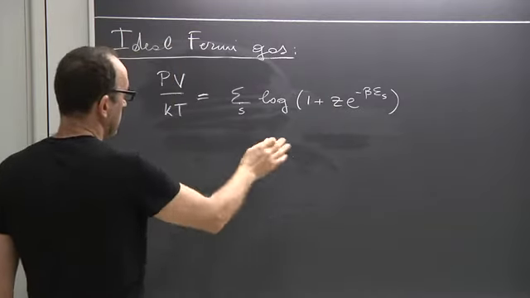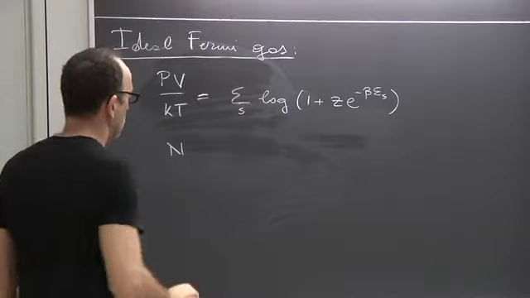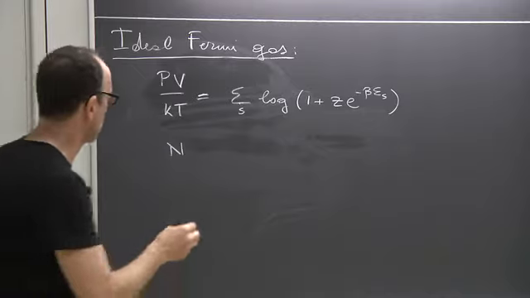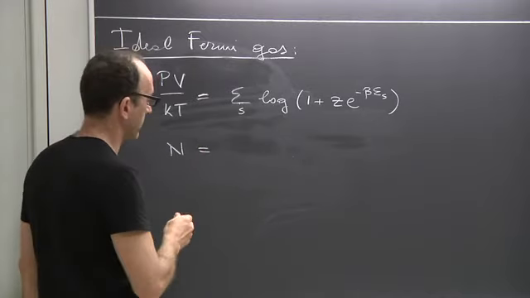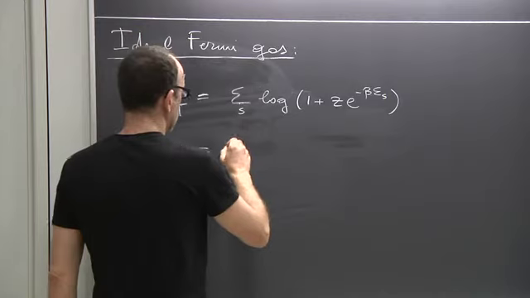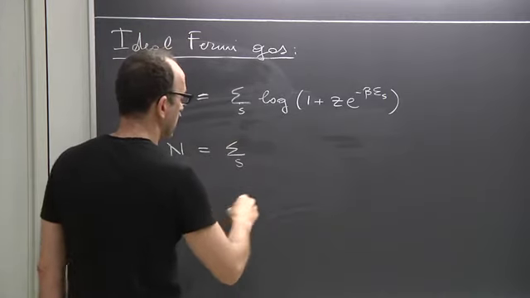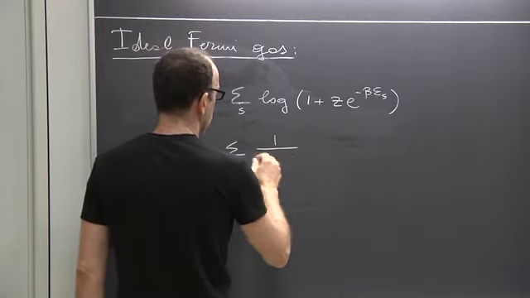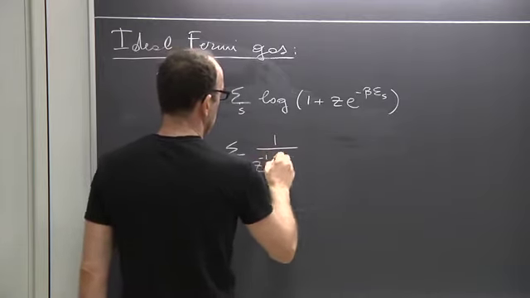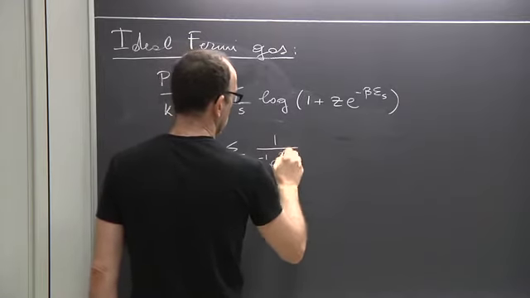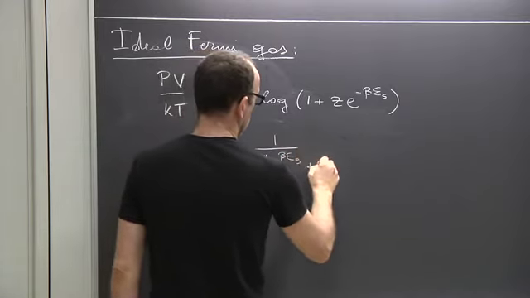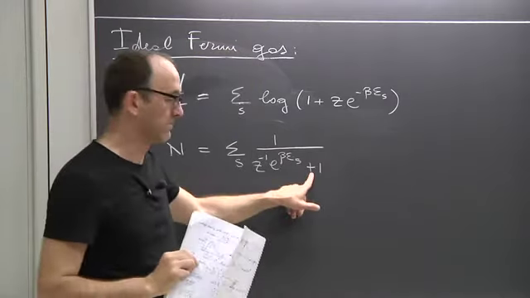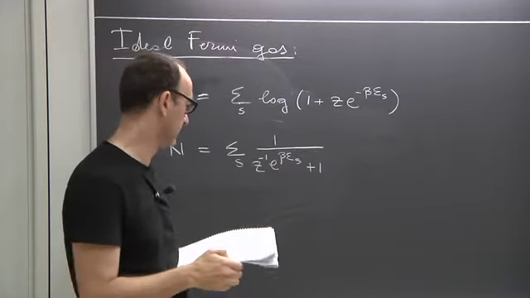So in order to get a description in terms of the number of particles, we have to supplement this equation with the equation for the number of particles, which is given by summing over all the states the average occupation number in state S, which is given by this formula. Okay, so all that changes is this +1 instead of -1 for the previous case.